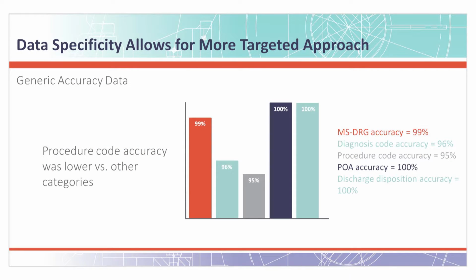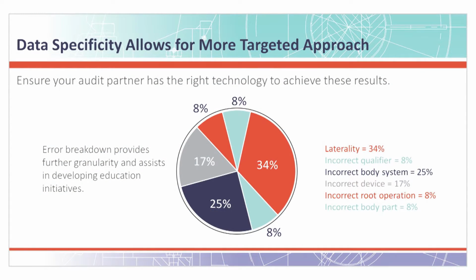So when you do this, having more specific data is really going to help you target where your opportunities are. In this example, looking at some generic data, where is our opportunity? Well, you see a lot of 100%, you see 99%, and then you see 95% in procedure accuracy. So that's saying, okay, there's a pocket we want to look at: procedure accuracy. You also want to make sure you are working with someone that's going to provide you the right technology to achieve these results and break down to this granular level. So here, if we're looking at procedures, for example, 34% is laterality. We have this big issue here on laterality.